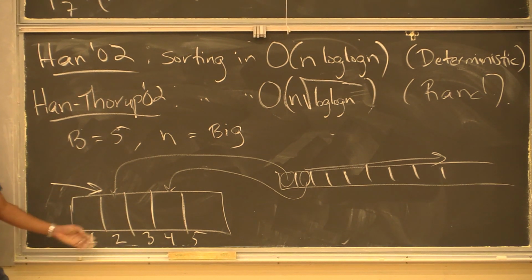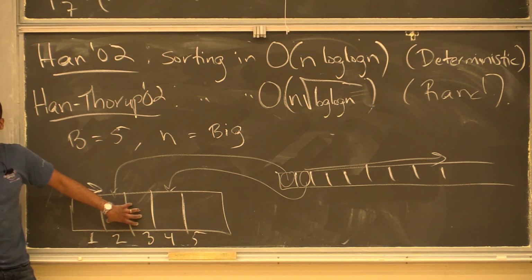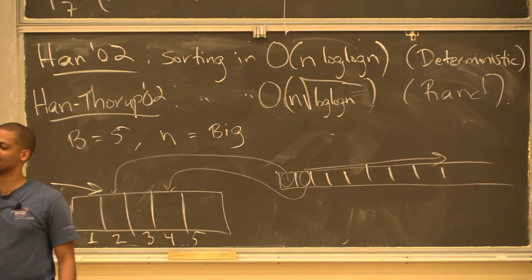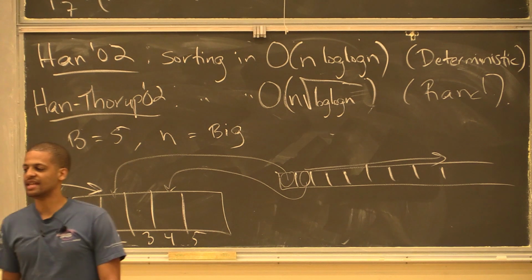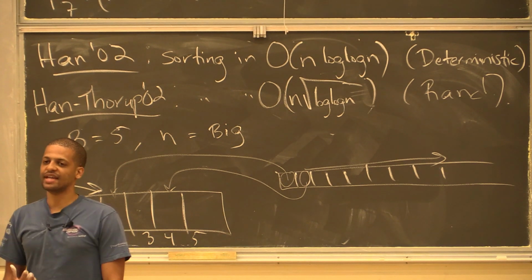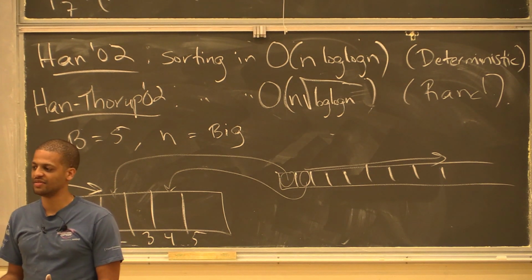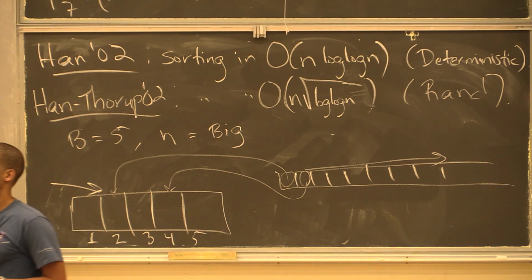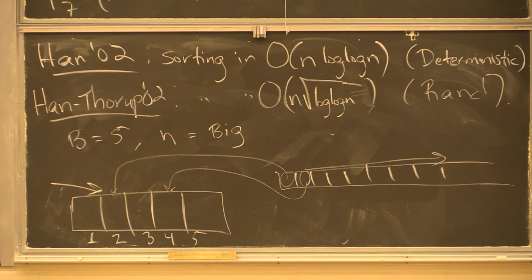So the total time is b to allocate this array plus n to scan, so n plus b. So already this is an algorithm that sorts integers and does not fit in the comparison-based model. It's not just interacting with the entries of A via comparison. It's treating them as indices into memory.